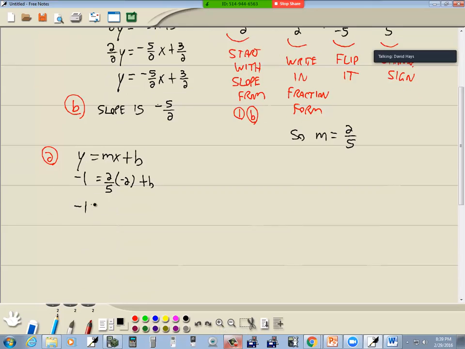So we got negative 1 is equal to 2 times negative 2, which is negative 4, so we got negative 4/5 plus b. Take negative 4/5 over to the left side and it becomes a positive 4/5. And this is again a mixed number form. So if you take your negative 1 times 5, that gives you negative 5, plus 4 gives you negative 1 over 5.